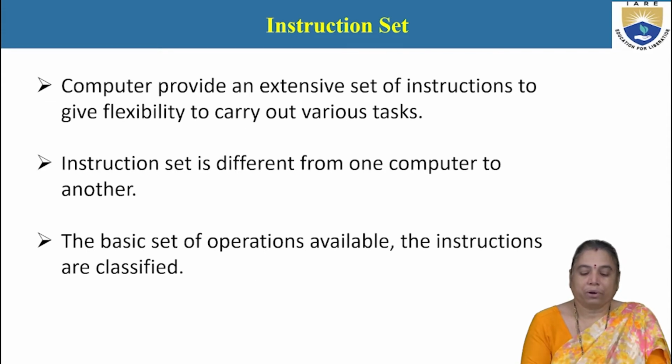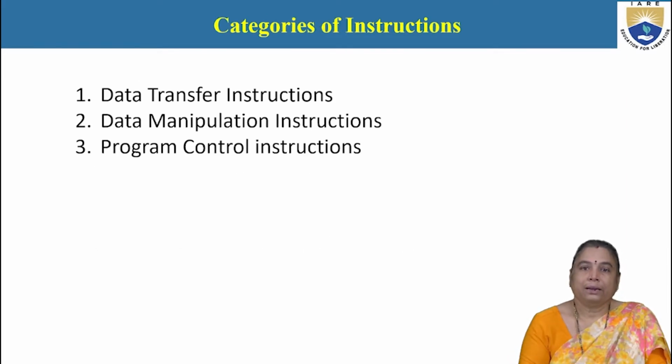The instruction set provides an extensive set of instructions, so the collection of instructions gives flexibility to carry out various tasks. By using these instructions, the user or the programmer can develop the assembly language constructs. The instruction set is different from one computer to another computer depending upon the processor. The basic set of operations is generally divided into three categories. One is data transfer instructions, the second category is data manipulation instructions, and the third is program control instructions.